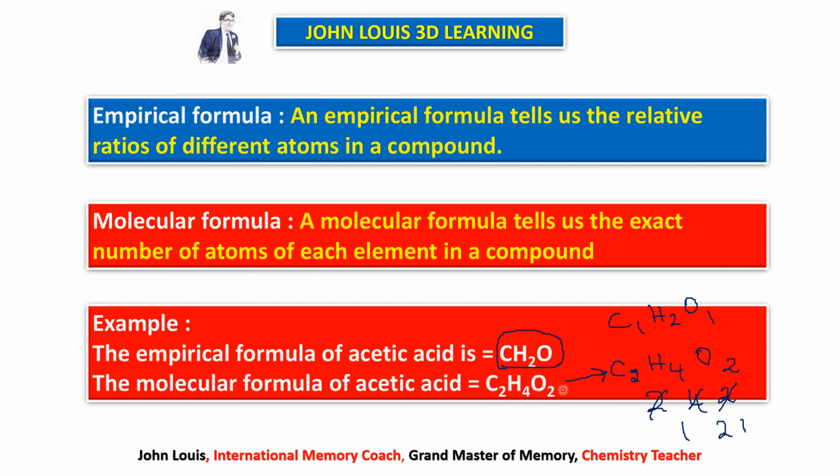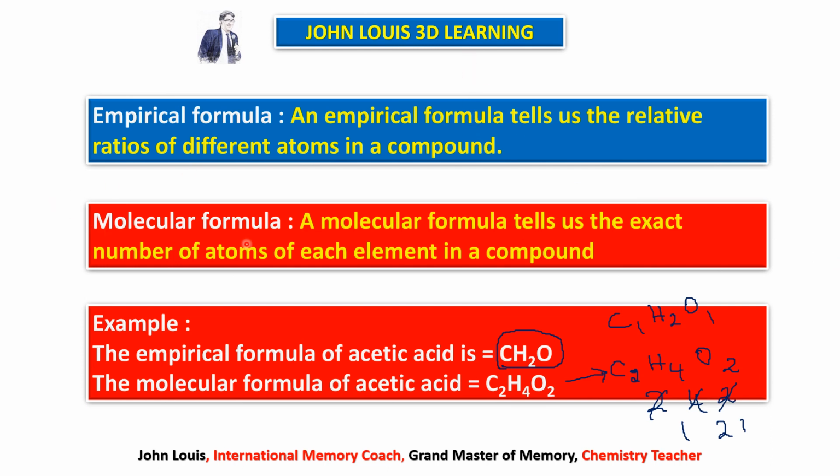So here the molecular formula tells us what? A molecular formula tells us the exact number of atoms of each element in a compound. That's what we have given, C2H4O2, the exact number of each atoms. Okay, what is empirical formula? An empirical formula tells us the relative ratios of different atoms in a compound. So the 2:4:2 ratio is 1:2:1. That is the relative ratio of this compound, CH2O. That is what is known as empirical formula.